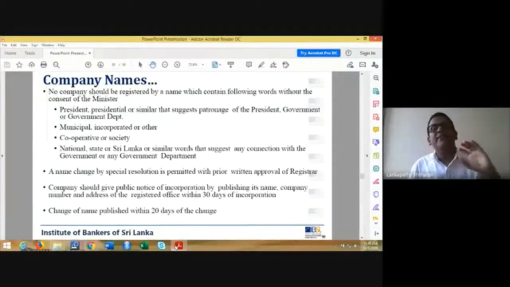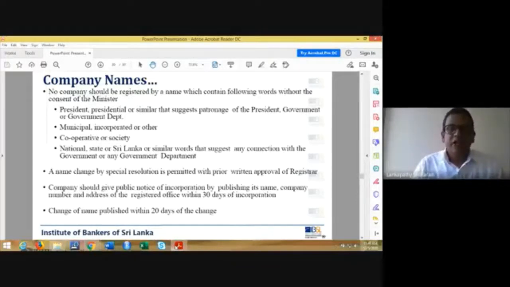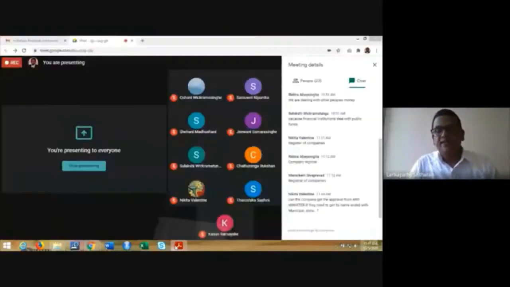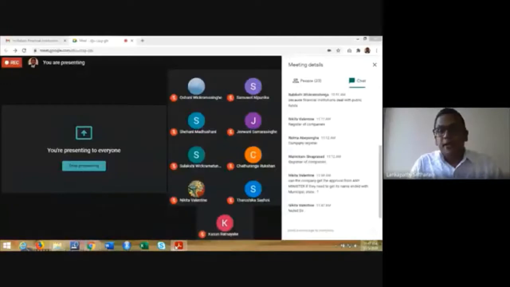And that particular minister only can approve this name change. That is also not that easy, because then everybody will influence the minister and get the word president or presidential or municipal. So these are very rare chances, but there's a leeway. That's what is in the act, there's a leeway. If the minister concerned approved, then they can use it, but not any minister, only the particular minister. Particular minister means the minister in charge of the registrar of company. Understand? Okay.